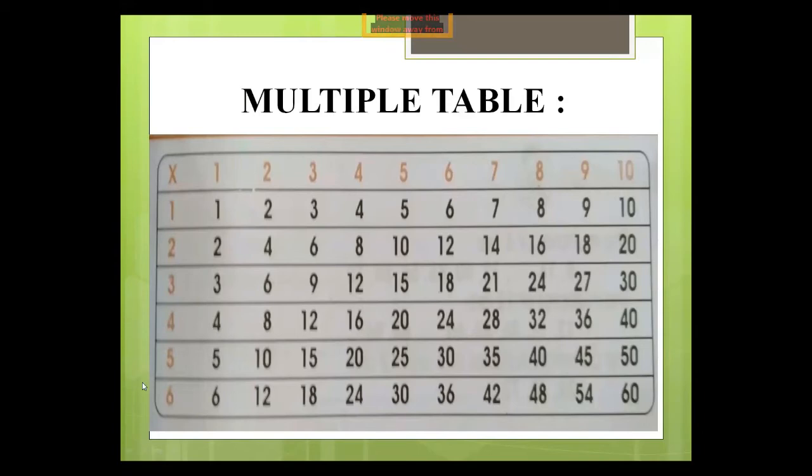All these are the starting 10 multiples of 6. How many? 10. All these 10 multiples are the first 10 multiples of 5. Similarly, these are the first 10 multiples of 4, and similarly the multiples of 1, 2, 3 and 4. This table is also present in your book at page number 25.